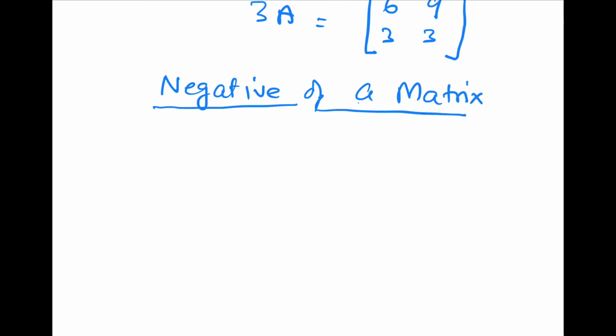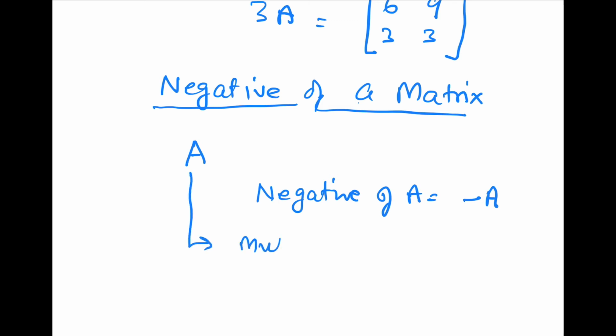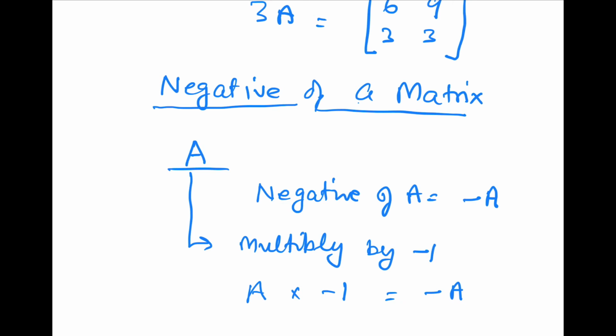What is the meaning of negative of a matrix? If we have a matrix A, then negative of A will be minus A. What we do? We multiply this matrix by minus 1. If we multiply this matrix by minus 1, we get negative of matrix A.